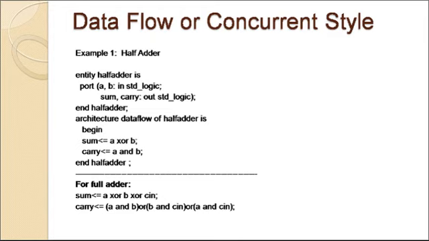When you write the architecture, we know that sum is A XOR B XOR Cin and carry is A AND B OR B AND Cin OR A AND Cin. This is the only change if you want to write the VHDL code for a full adder. We will see the next example too in another lecture.